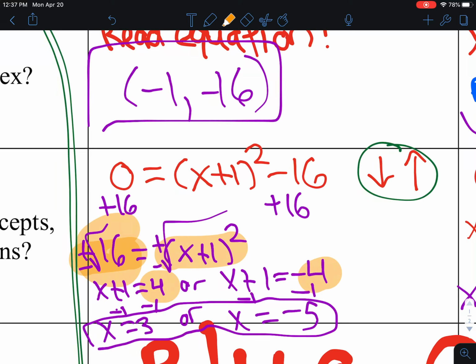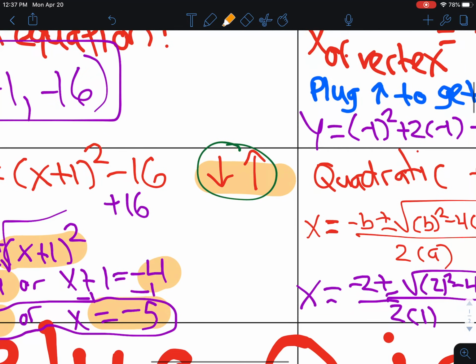Plus or minus square root of 16 is 4 and -4. Then you have x plus 1 equaling 4, and also x plus 1 equaling -4. Then you subtract 1 on both sides and you get an answer of 3 and -5. So again, just being able to solve that equation. Again, you can do the arrows if you like that from first semester.